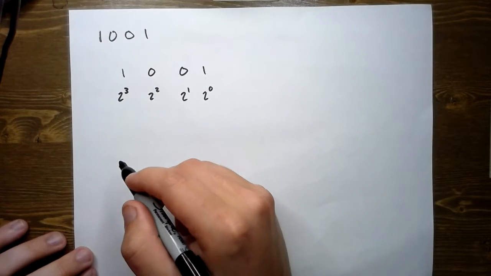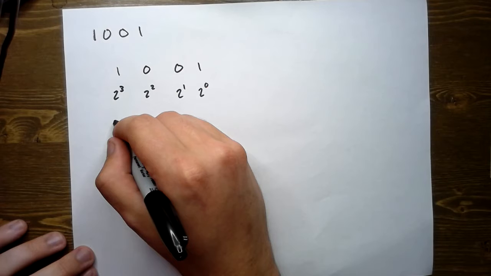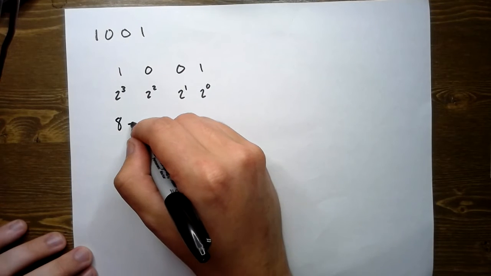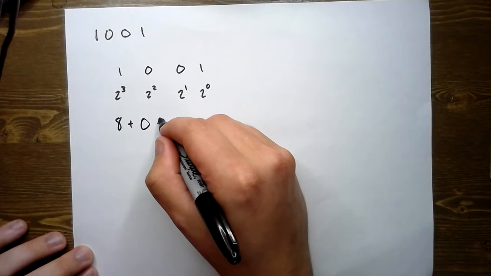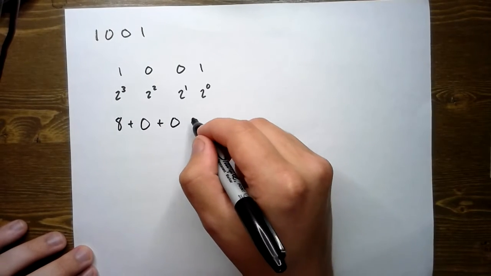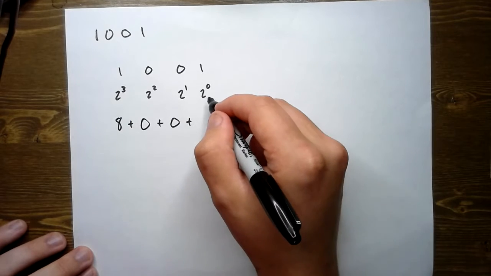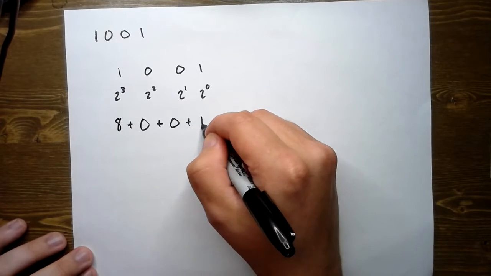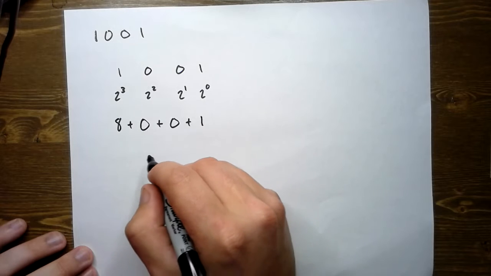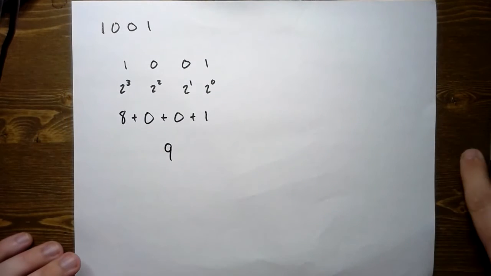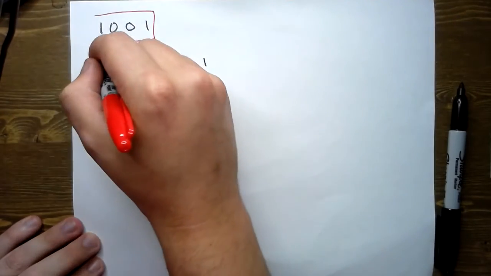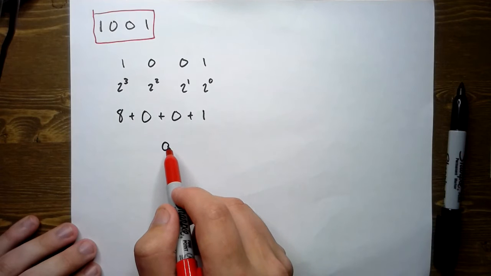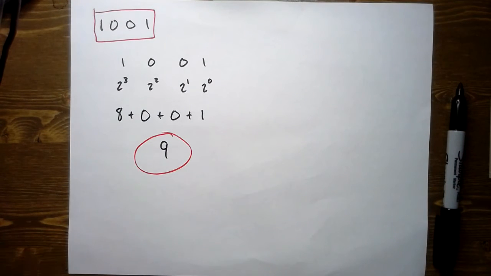So here, 2 to the 3 is 8, so 8 plus 0, because 0 multiplied by anything is 0, plus 0, plus 1 times 2 to the 0, which is 1. So we get 9, right? So 1001 in binary is 9 in decimal. Okay, so it's not overly complicated.